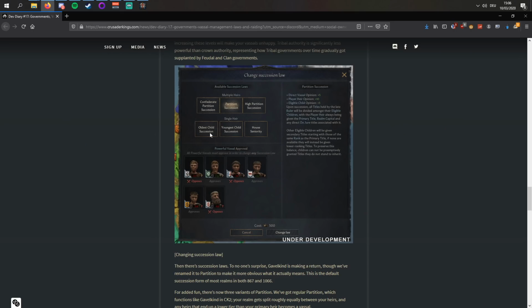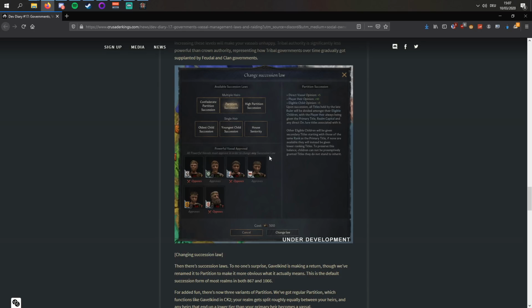Now, this has changed in CK3, because the only people voting on these things now are the powerful vassals, whether they are on your council or not. So the way I see it, this is a good thing to circumvent players like myself from abusing the council mechanic. This is nice. I appreciate this. This is also quite nice.